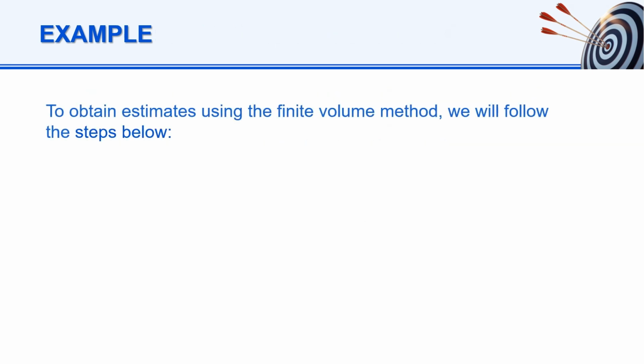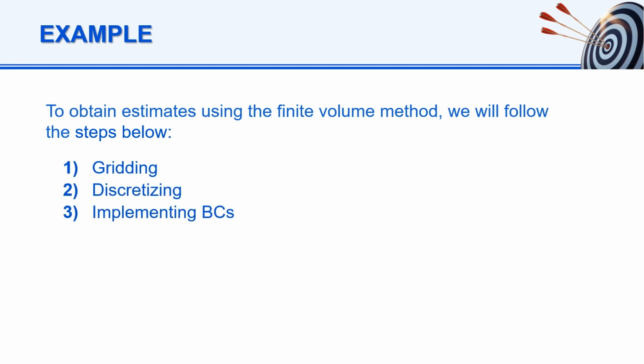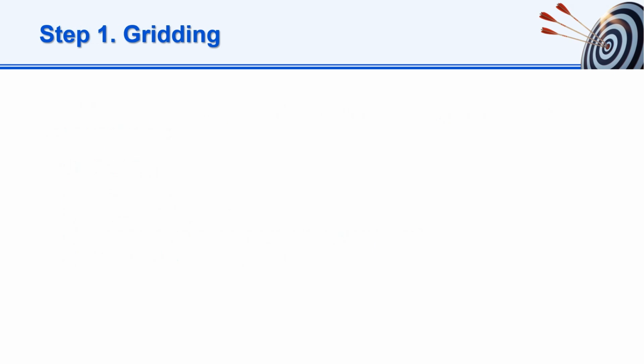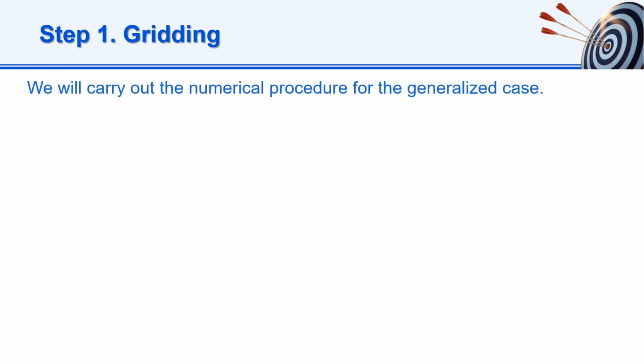To obtain estimates using the finite volume method, we will follow the steps below: gridding, discretizing, implementing boundary conditions, constructing a linear system of equations, solving the linear system. We will carry out the numerical procedure for the generalized case.